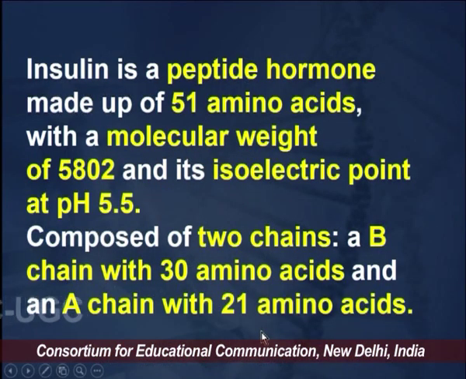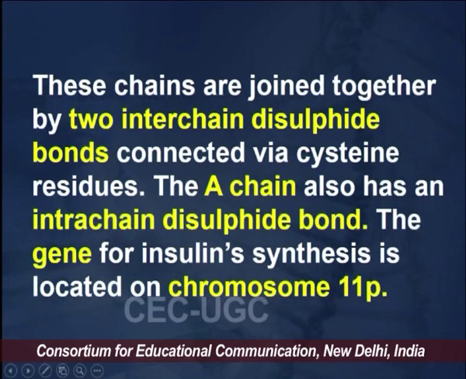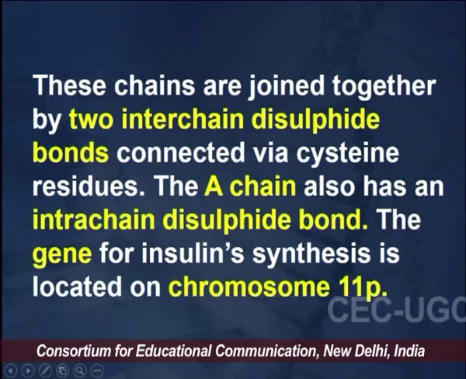Now, insulin is a peptide hormone made up of 51 amino acids with a molecular weight of 5082 and its isoelectric point at pH 5.4. So, these are some of the characteristics of the insulin hormone. The important aspect is that it is composed of two chains: a B chain with 30 amino acids and an A chain with 21 amino acids. These chains are joined together with disulfide bonds via the cysteine residues.